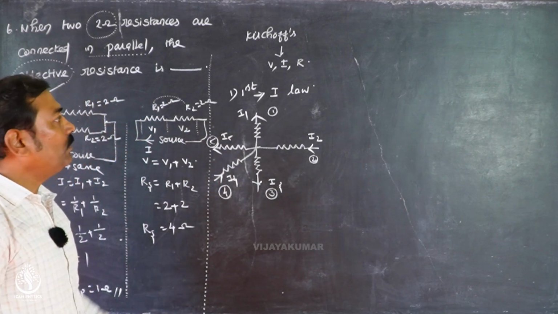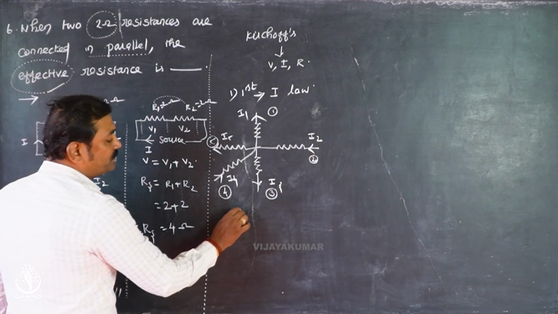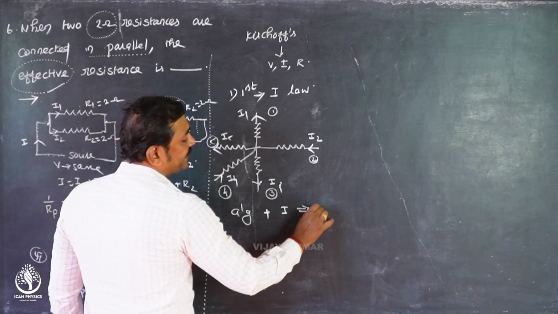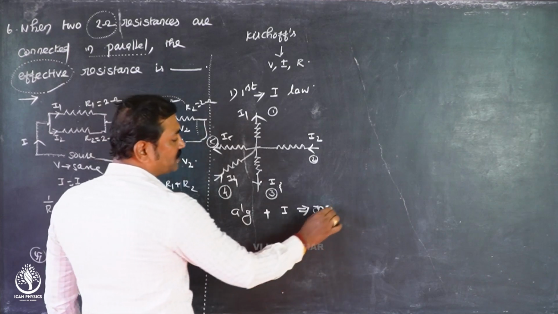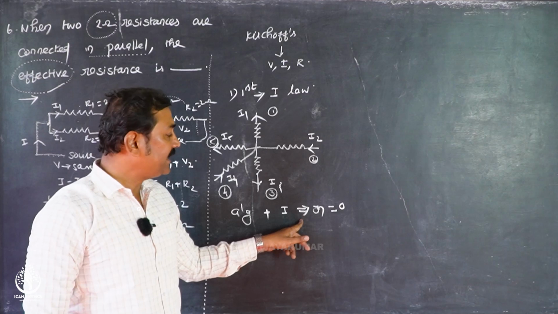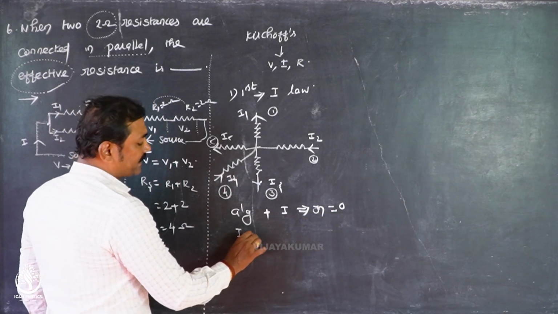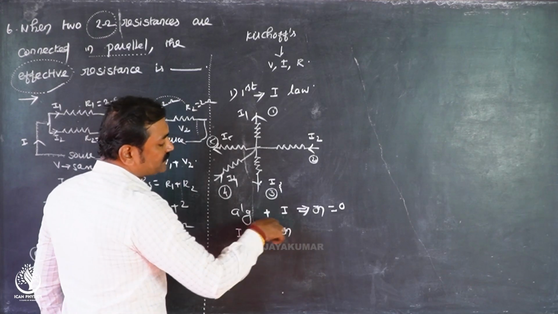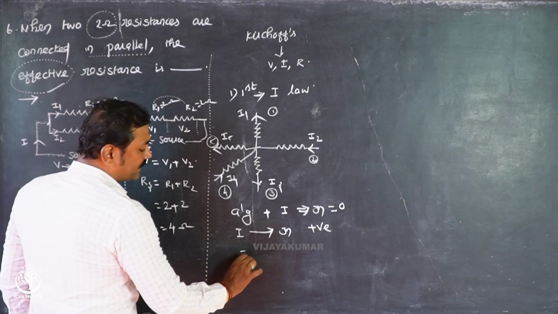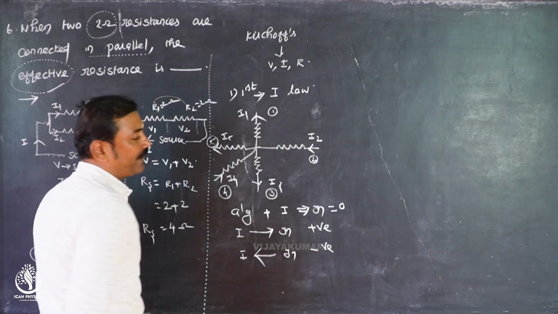Now, what is the first law, or the current law? The algebraic sum of currents meeting at a junction is 0. When the current is moving towards the junction it has a positive value. When the current is moving away from the junction it has a negative value.